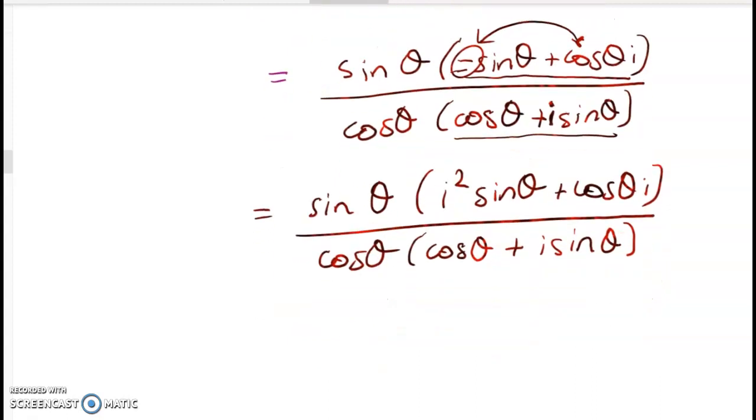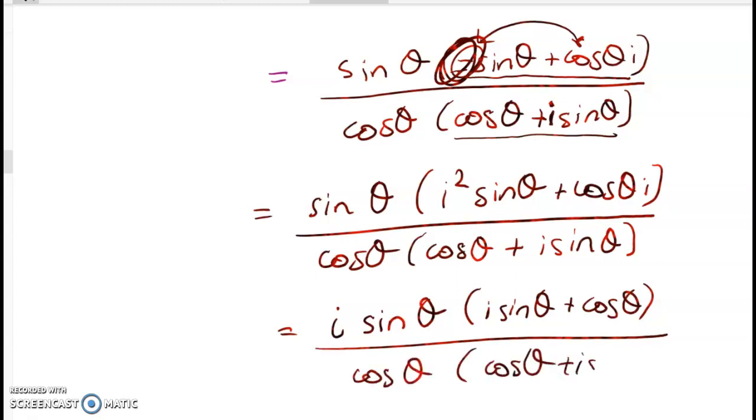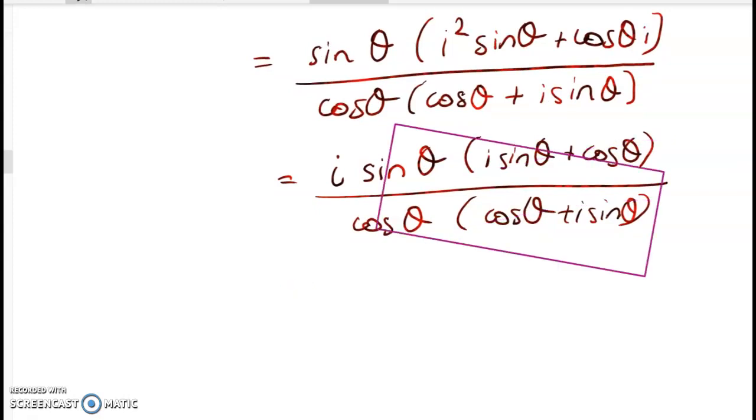Now look what's happened. I've got a common factor now. By replacing the negative 1 with i squared, I can take out a common factor of i. And you can see that we're almost there, right? So look what we've got. We've got i sine theta plus cos theta. So that should make you very, very happy, right? Because that's what we've got down here, cos theta plus i sine theta. So there you go. Now we can simplify here and here, and we've done what we needed to do.